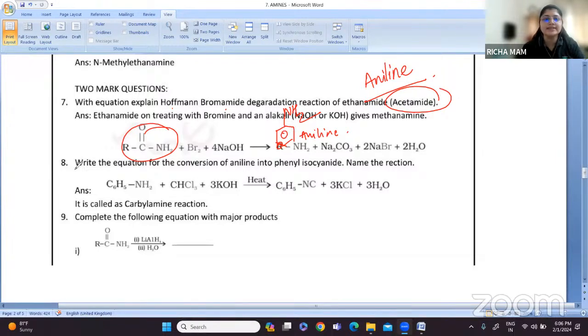I said my R will be benzene ring, so here also take R as benzene ring. What will be the name of this? This is our amide, I've taken here R as benzene. Can you tell me what is the name of this reactant?